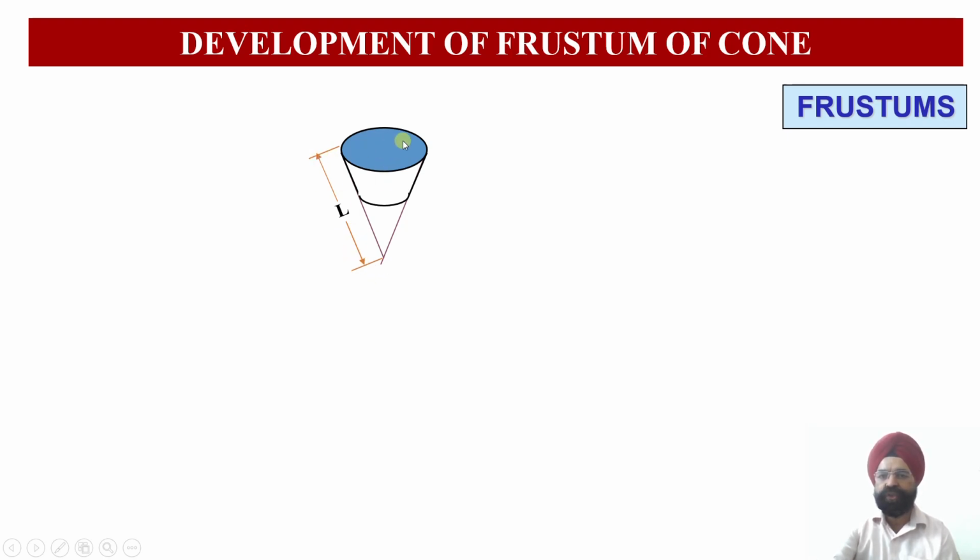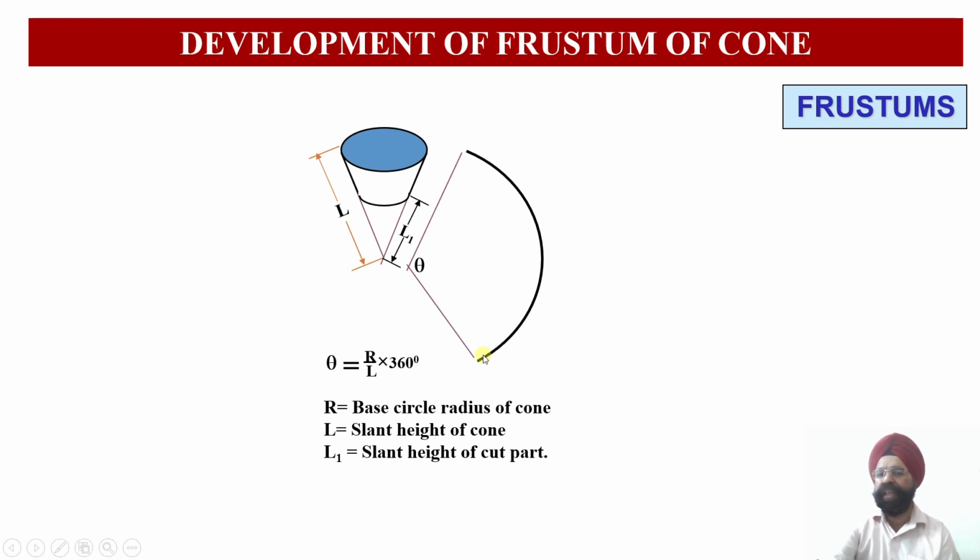I know the radius of this particular base. So the radius is known, the slant edge is known. I know the true value of this slant generator, the actual or true length of the slant generator. So using this slant generator as the radius, which is the true length, I am going to draw an arc over there. And using this formula, theta is equal to r by l into 360, I'll be able to draw this sector over there.